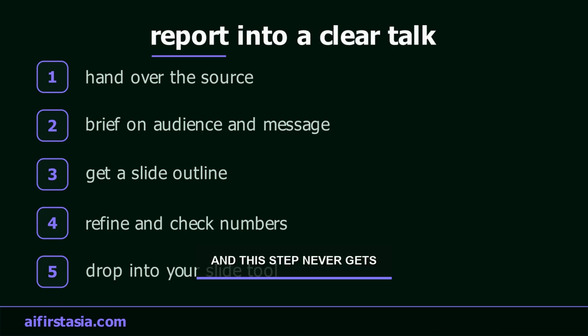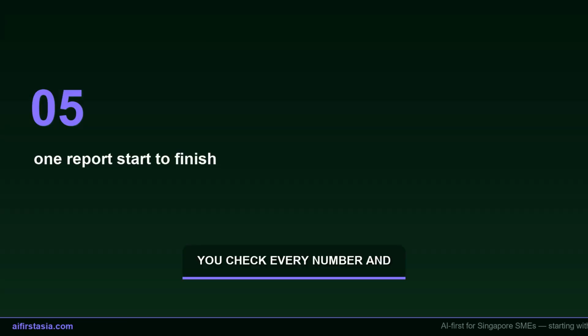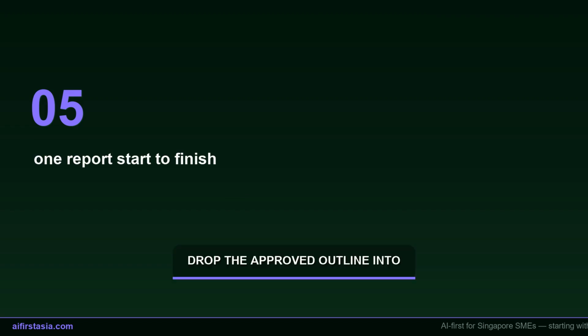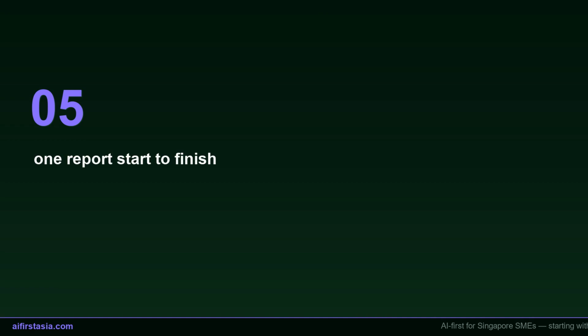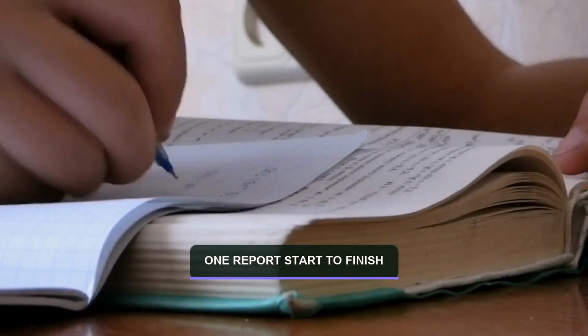Step 4, and this step never gets skipped, you refine. You check every number and claim against the source, cut whatever the AI over-explains, and make the words your real talking points. Step 5, drop the approved outline into your slide tool. Hand over, brief, outline, refine, and build. That whole loop turns an evening of dread into about 20 minutes. Blending the report start to finish.